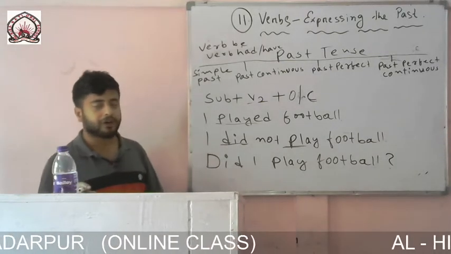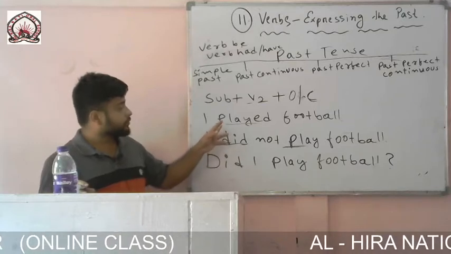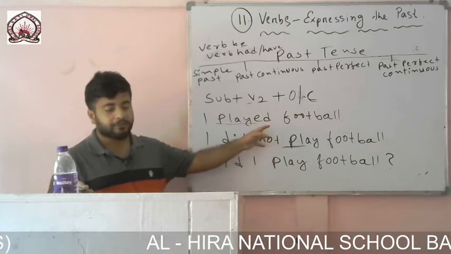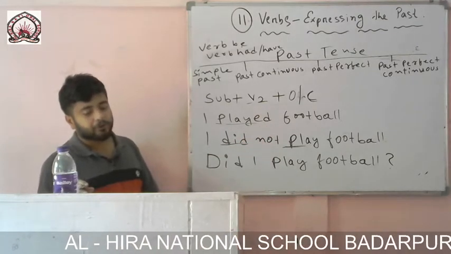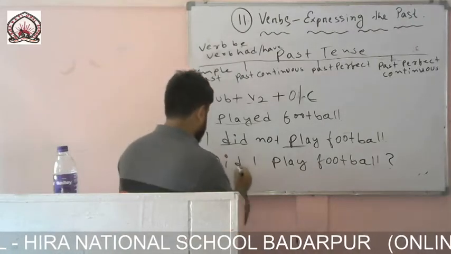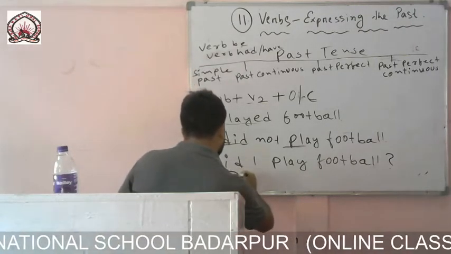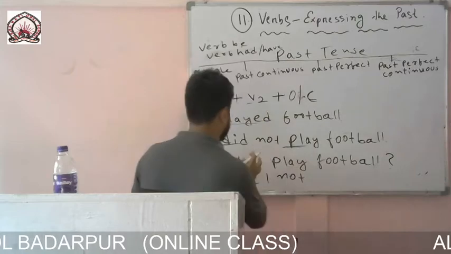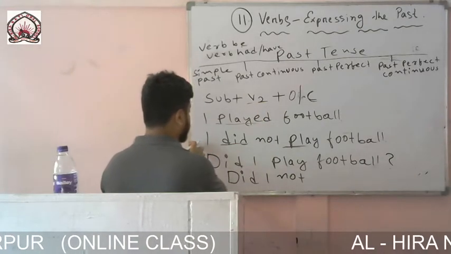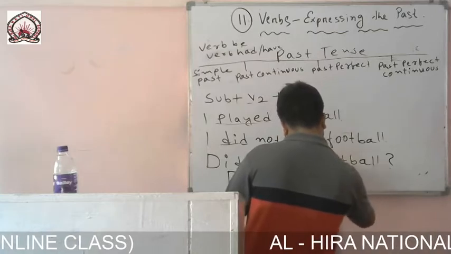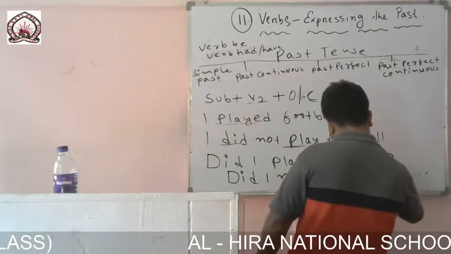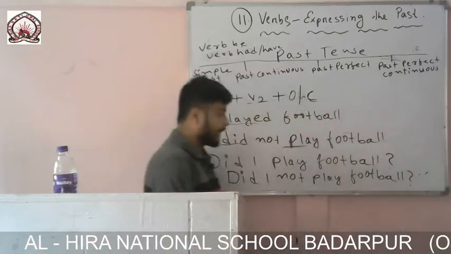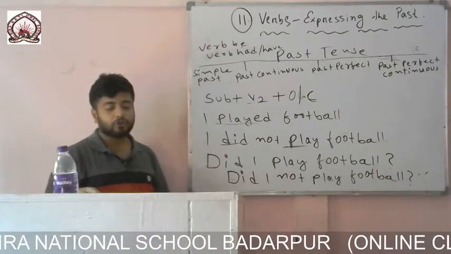Now if I want to change this affirmative sentence to interrogative negative, then what do I have to do? Simple. Just bring "did" at the beginning: Did I not play football? Not play football, F-O-O-T, B-A-L-L. Did I not play football? I hope you have understood this.